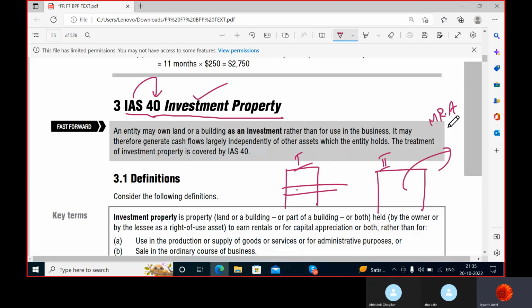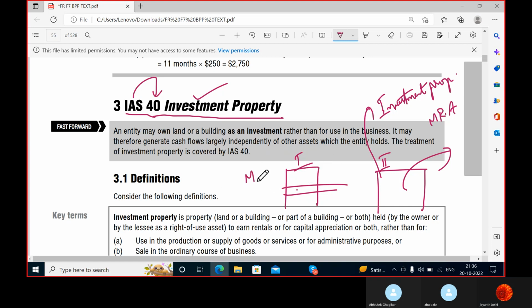So this property has been let out to Mr. A. The property which has been let out to Mr. A is nothing but investment property. Why? Because this property is not utilized for our own purpose, but we are letting it out to some individual and we are earning some returns out of this. So this can be termed as investment property.